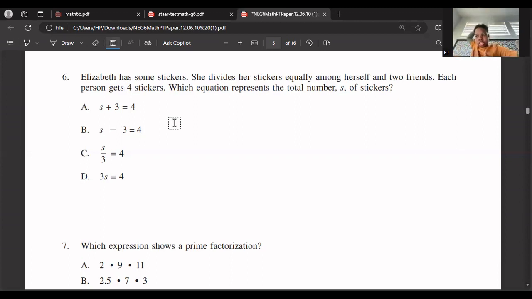She divides her stickers between herself and 2 friends. So how many are they all together? So that's 3 people. Good. And then they get 4 stickers. Beautiful. So which option gives that expression? So there are 12 stickers altogether. So S equals 12.